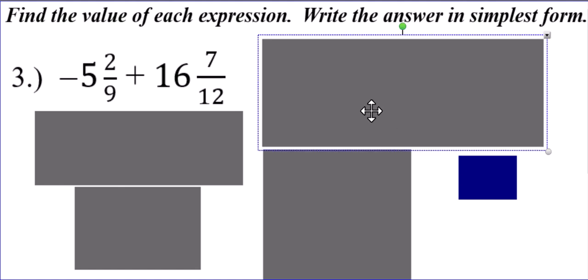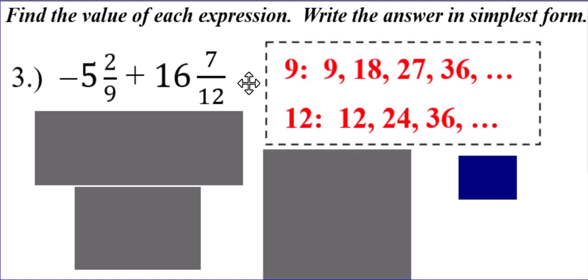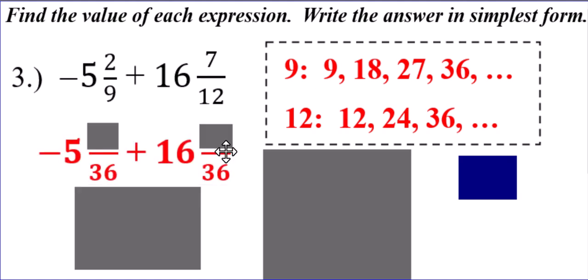Problem number 3. In my head or off to the side, I think about the multiples of 9 and the multiples of 12 because I'm trying to get the lowest common multiple, and that would be 36. So from here, I rewrite the problem with denominators of 36s. My numerators are, at this time, currently blank. Now, I'm eventually going to fill them in.